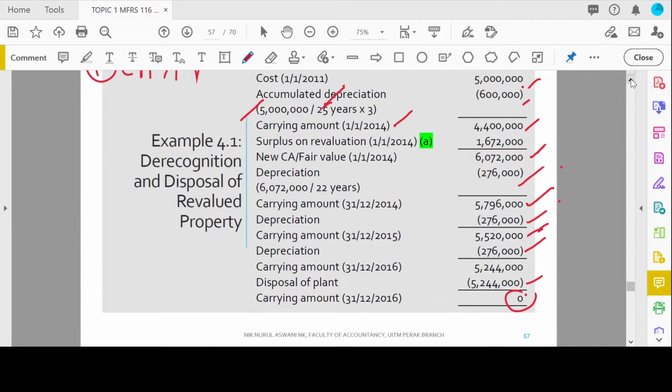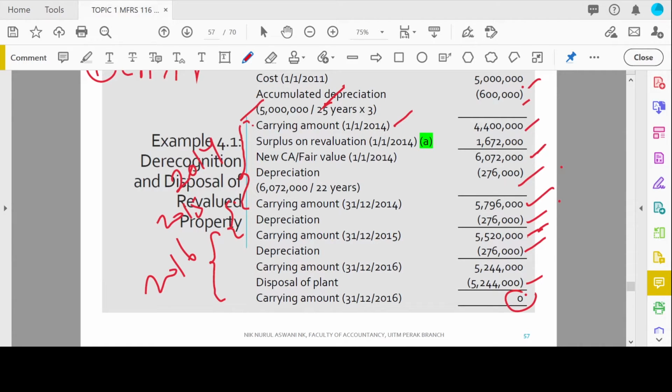We are going to take into account all the transactions that happened starting from the carrying amount here up to the carrying amount at the end of the year 2014, and then here for year 2015, and then here for year 2016. This is 2014, this is 2015, and this is 2016. So you have to study this working. Only then are you going to prepare the journal entry.